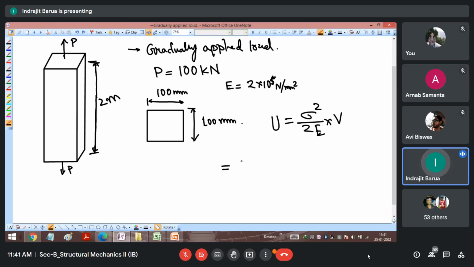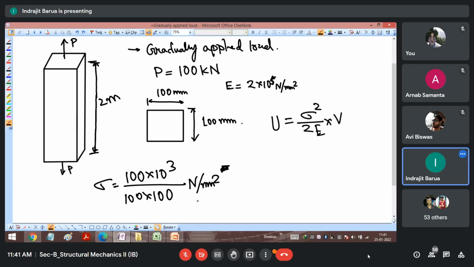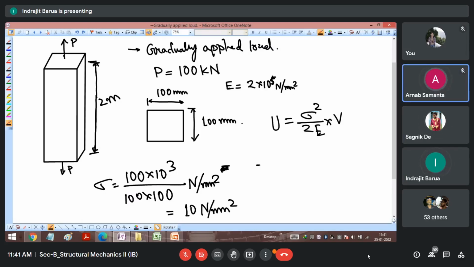Basically, what we need to do is just find out the stress. How much will be the stress? 100 into 10 to the power 3 by area 100 into 100 Newton per millimeter square. How much? Very quick, please. 10 Newton per millimeter square.